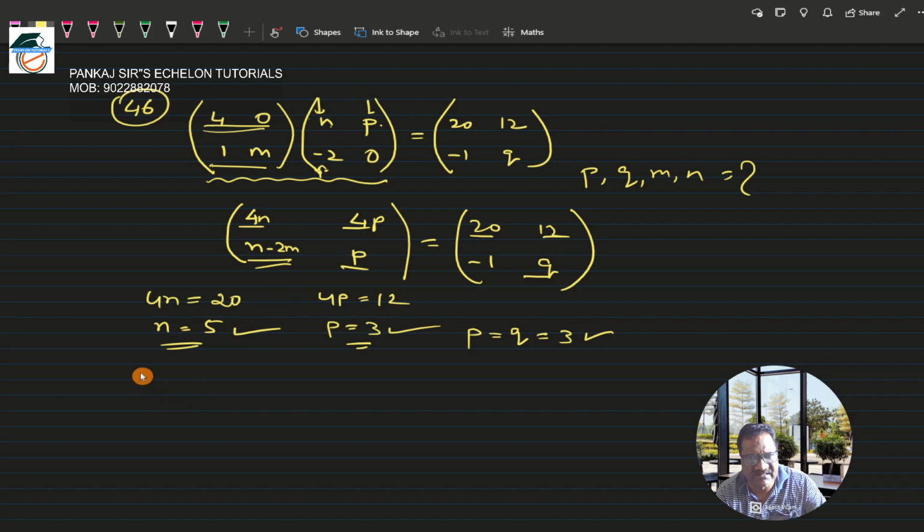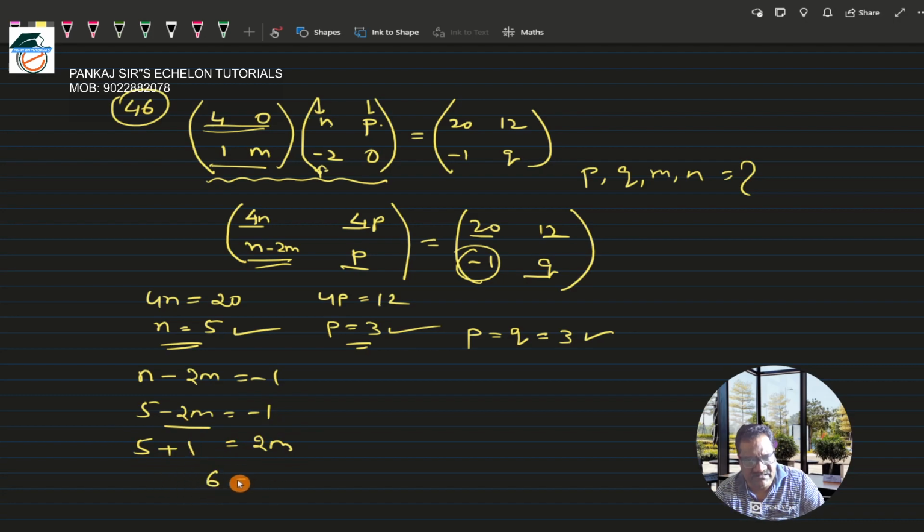So let me equate this particular element, n minus 2m, with minus 1. So n value you have found out, it is 5. So 5 minus 2m is equal to minus 1. Now this 2m, I'll bring it on this side, so it will become plus 2m. This 5 is over here, and this minus 1 I'm bringing here to make it plus 1. So 6 is equal to 2m. This gives me m is equal to 6 upon 2, which is equal to 3. Okay, so I'm getting m is equal to 3.